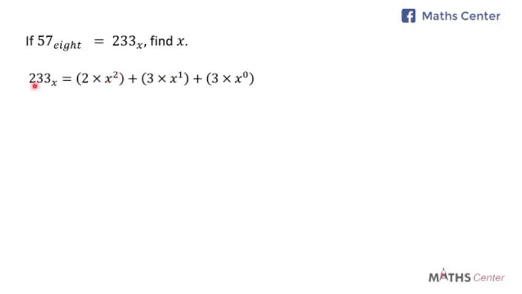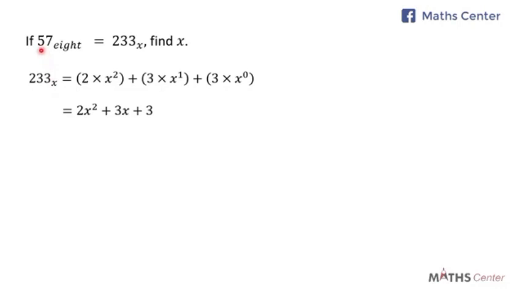So when we convert 233 base x to base 10, we will have 2 times x squared plus 3 times x exponent 1 plus 3 times x exponent 0. Let's simplify this further. 2 times x squared will give us 2x squared. x exponent 1 is x, and 3 times x will give us 3x. x exponent 0 is 1. 3 times 1 will give us 3. So we have 2x squared plus 3x plus 3.